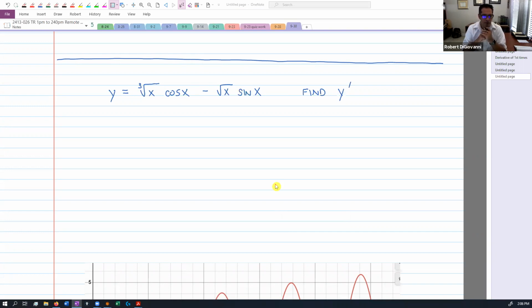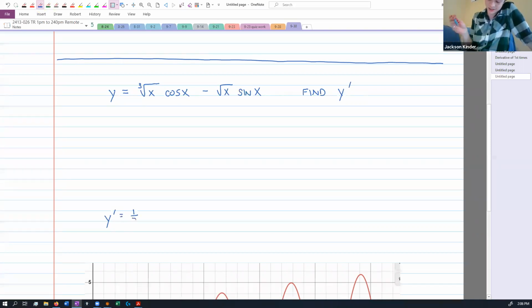Jackson, I think you looked like you might have been done first. I couldn't tell. Do you have something? Yeah, I do. You want to tell me what you got? I got one third x to the negative two thirds power times cosine x plus sine x times the cube root of x, and then all that minus one half x to the negative one half times sine x plus cosine x times root of x.